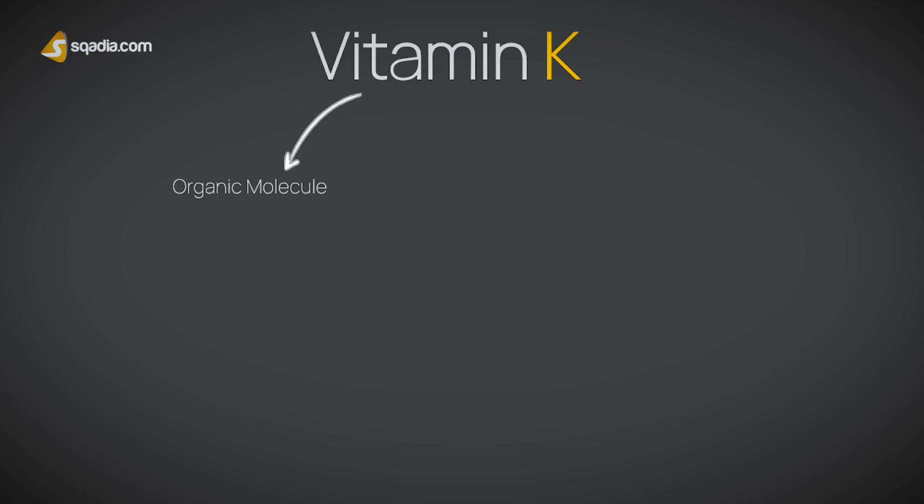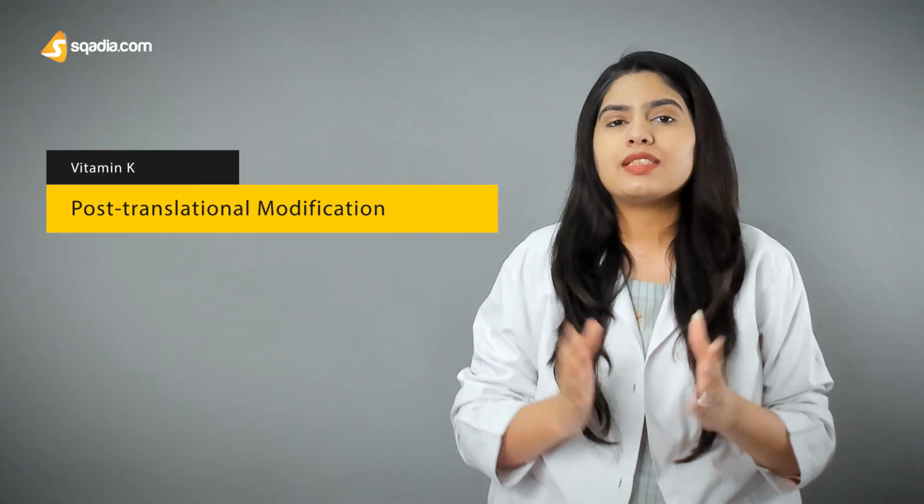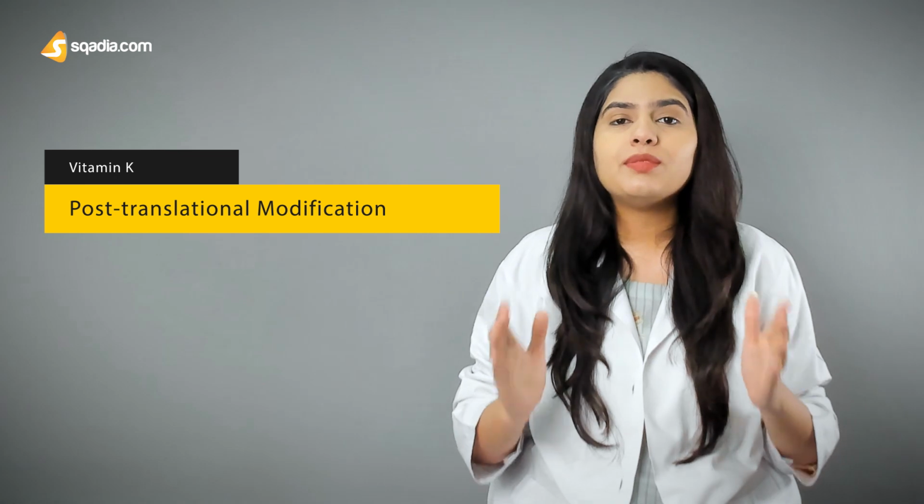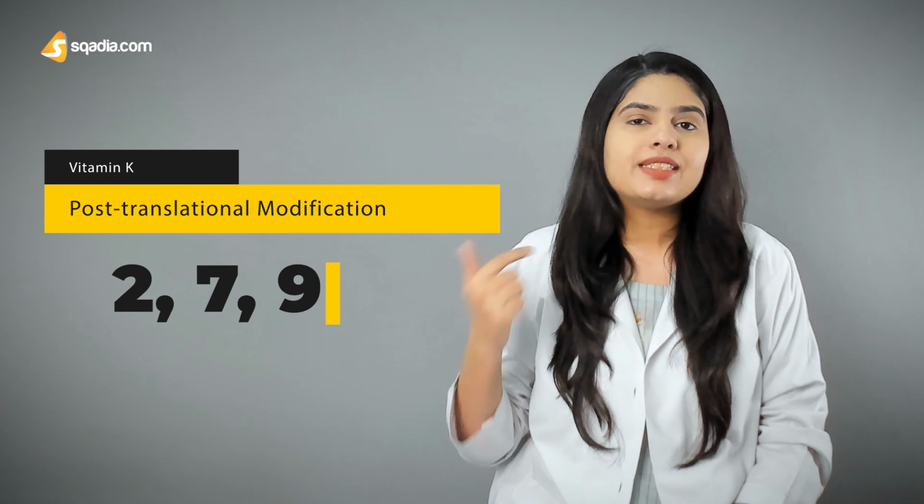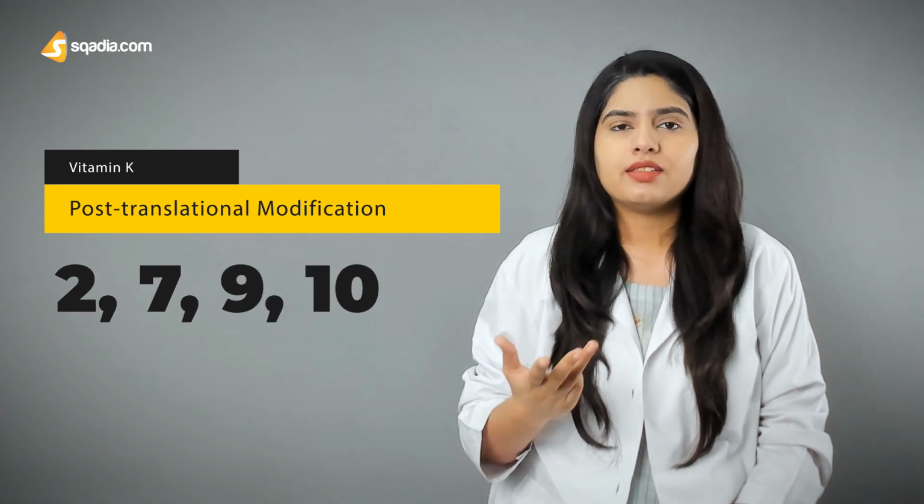Vitamin is an organic molecule that is an important part of micronutrition. And this K is taken from a German word that means coagulation. So we can say that the functions of vitamin K are concerned with the blood coagulation process. It brings about post-translational modification of certain blood clotting factors: the clotting factors 2, 7, 9 and 10.